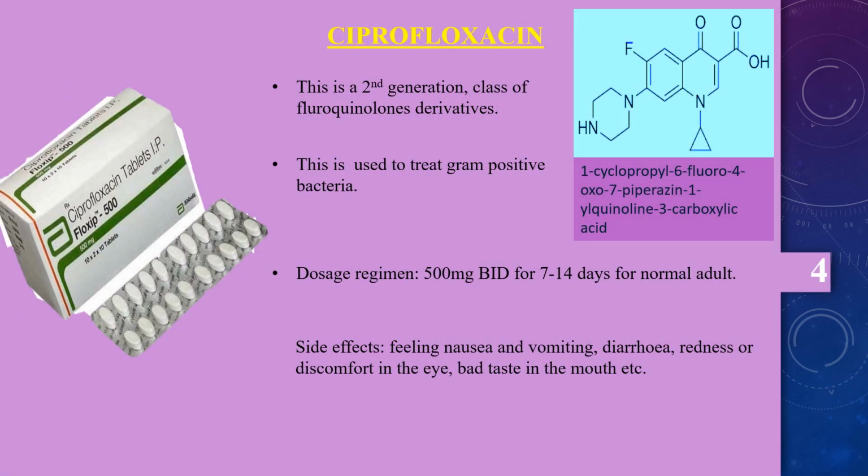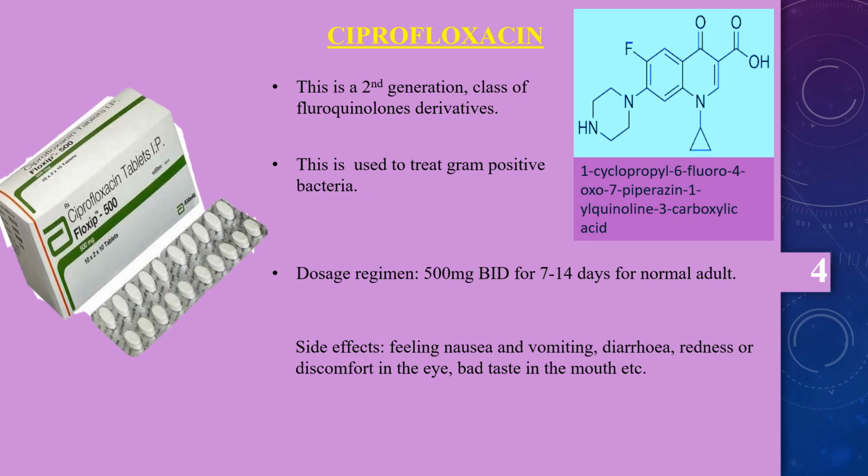Ciprofloxacin. This is a second generation fluoroquinolone derivative. This is used to treat gram-positive bacteria. Dosage regimen for ciprofloxacin is 500 mg twice a day for 7 to 14 days for normal adults. Side effects include nausea and vomiting, diarrhea, redness or discomfort in the eyes, bad taste in the mouth, etc.